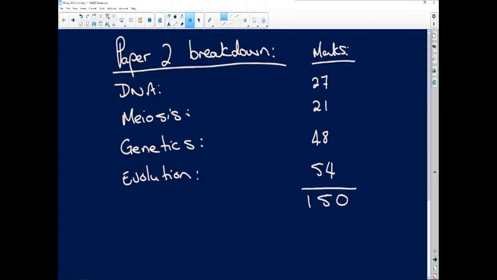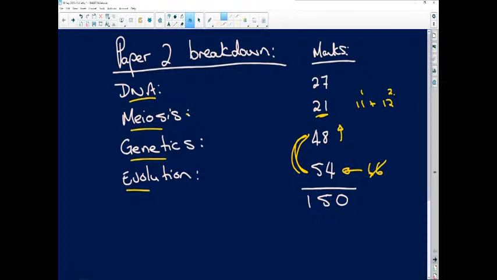And it used to be 11 plus 12 marks, so 11 in paper 1 and 12 in paper 2. They've now just made it 21 marks. And where evolution used to be 66, that's been reduced to 54, but they've also increased your genetics. So please make sure you know your DNA, your meiosis, your genetics, and your evolution. And genetics and evolution, look at this, they make up more than half of your paper.